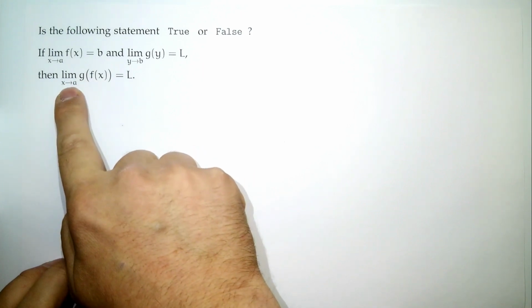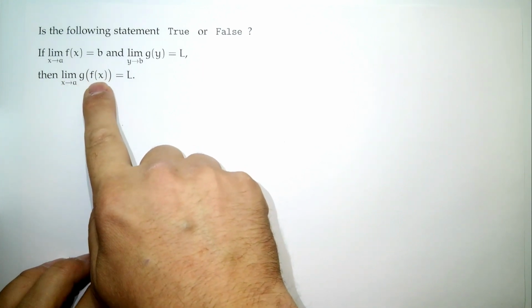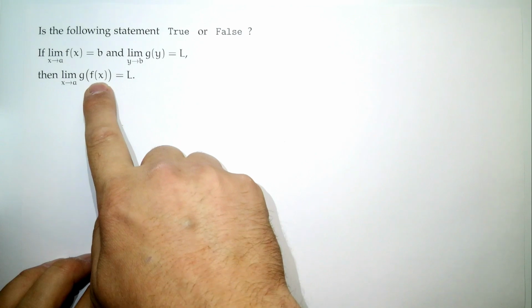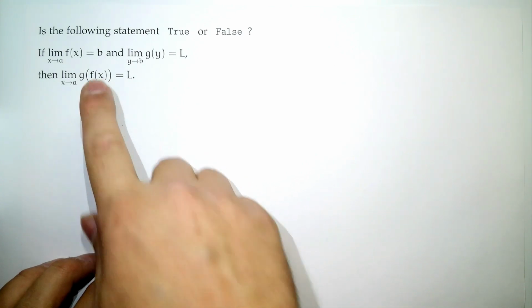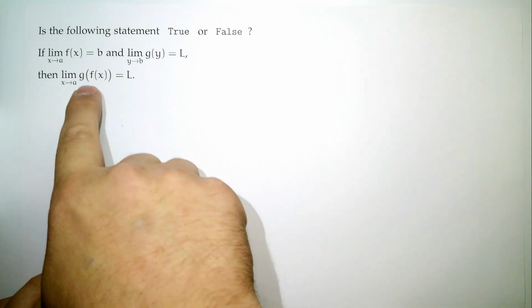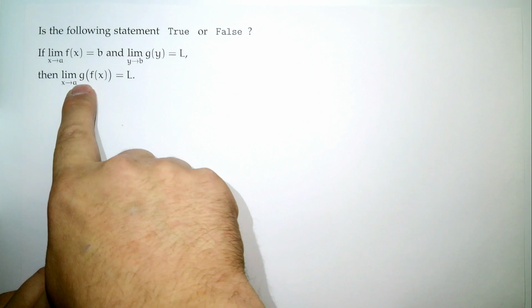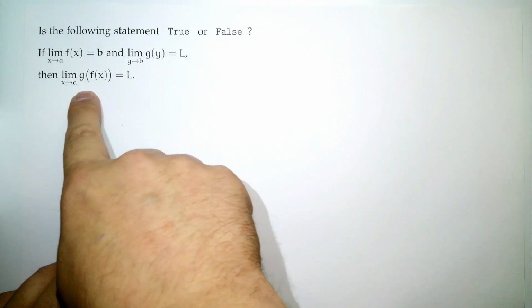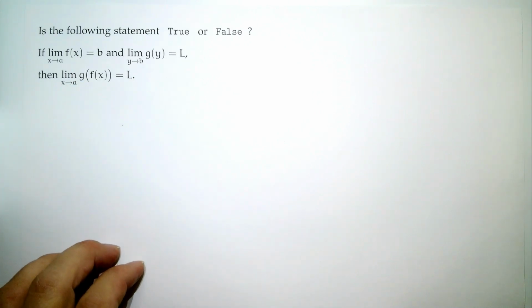X is getting close to a. So the inside, I have f of x. That says that the inside, our intuition says, is getting close to b. When I say the inside, I mean this whole expression. So what I'm plugging into the function g is getting close to the value of b.